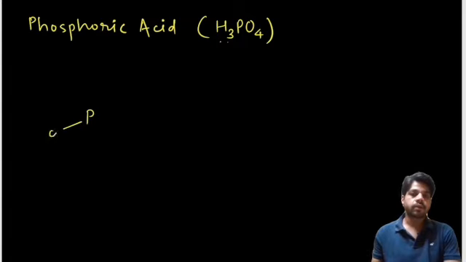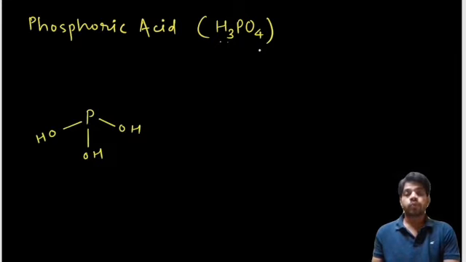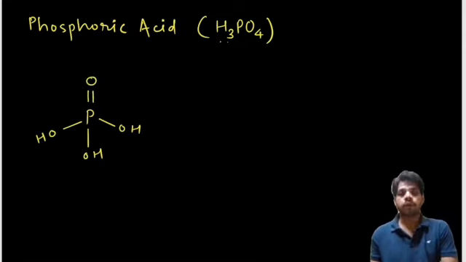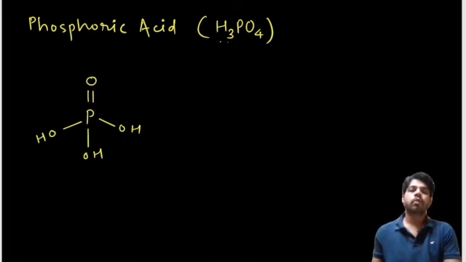So let's make three OH bonds. As we have got three hydrogens and four oxygens, we are left with one oxygen. Now this left one oxygen will make a double bond with the phosphorus, and the structure will look like this. So we have got P double bond O, then P single bond OH, single bond OH, single bond OH. So we have three single bond OH and one P double bond O.